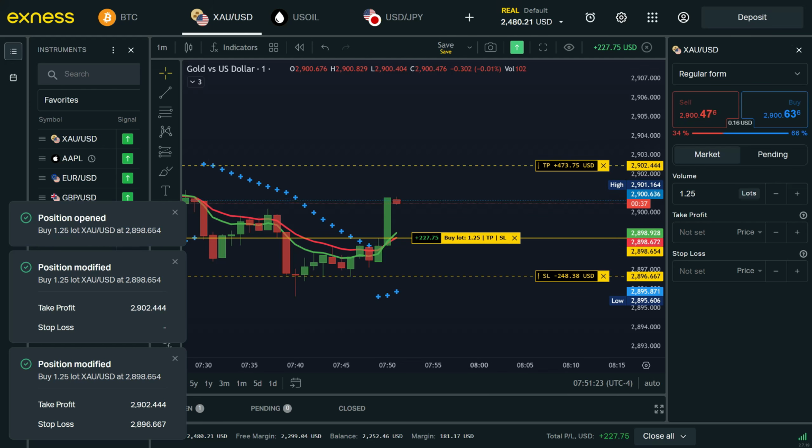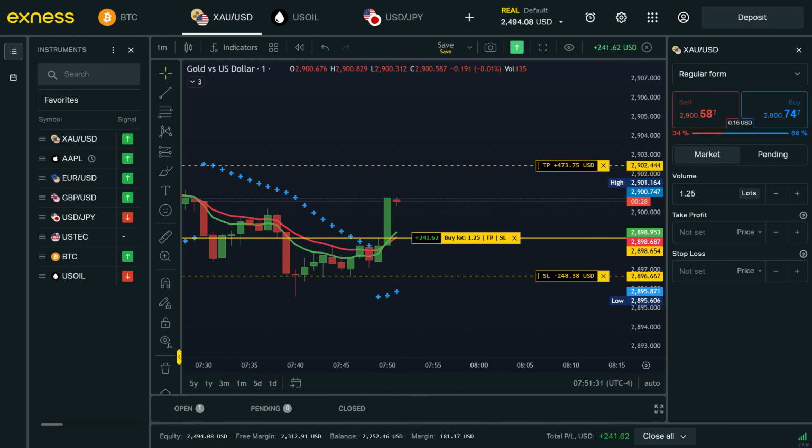Not only does this help me maximize my profits, but it also keeps my stress levels in check. Scalping requires constant attention and rapid decision-making, which can be mentally exhausting. On the other hand, trend trading allows me to stay patient, trust the process, and let the market do the heavy lifting.